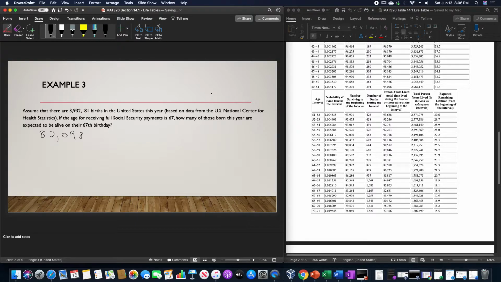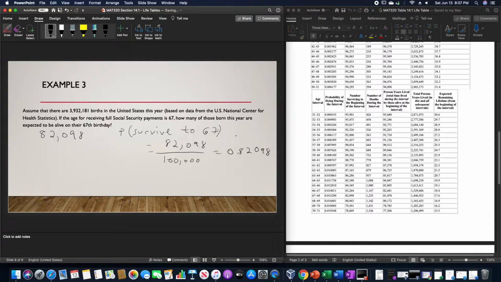Which means the probability of someone surviving from birth to the 67th birthday, we would take that 82,098 divided by 100,000. This gives us a value of 0.82098.